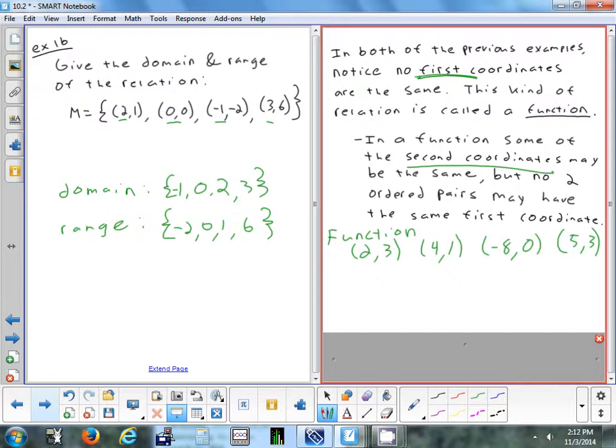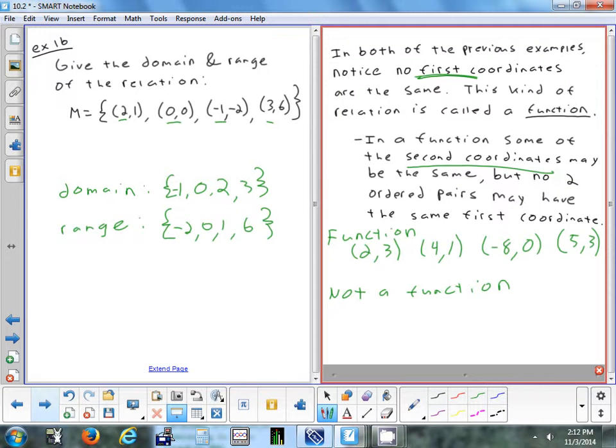Let me show you something that's not a function. So if it doesn't repeat, it's a function. Yep, if your first coordinate never repeats. What if it does? Okay, let's say we had something like this. 3, 5, 4, 10, 3, 7, and 5, 9. That's not a function. The reason? 3, 3. 3 repeats. You can't have a repeat in the first coordinate. If you do, it's not a function.